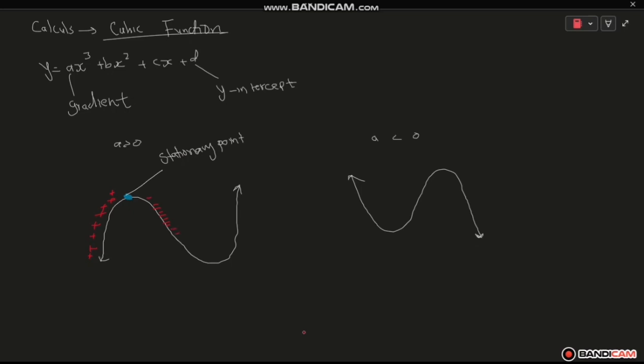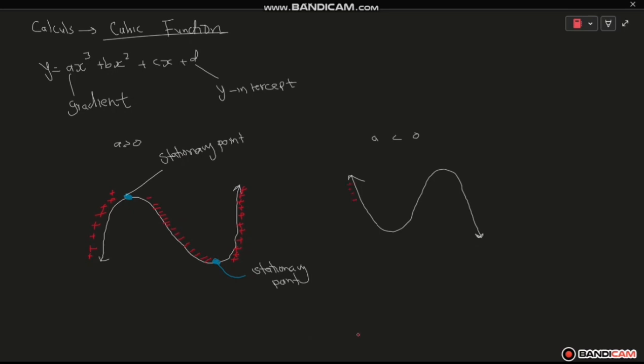Remember, when the graph starts by increasing, it means a is positive. Then it ends by increasing. So this point here, it is also known as the stationary point, or a turning point, or critical point. Stationary point, where the graph is not increasing nor decreasing. Then it continues. Remember, we said if the graph starts by increasing and ends by increasing, it means that the value of a is positive, the gradient, the slope of the graph is positive. I hope you understand that.